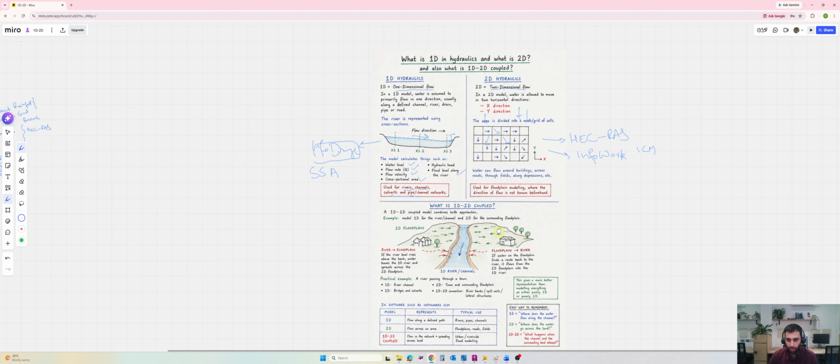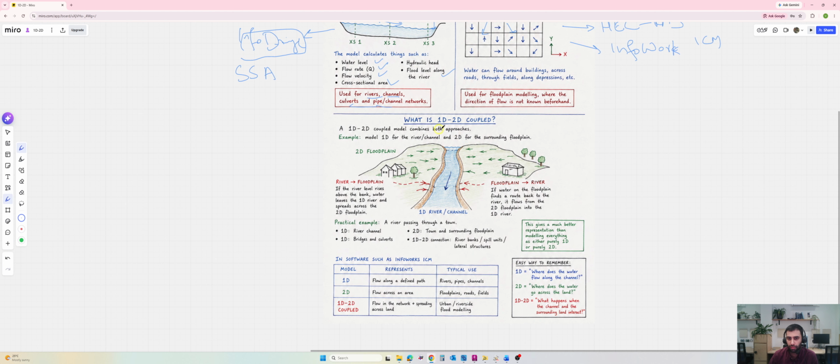So now what we have is the coupled network. So a 1D 2D coupled network basically combines both approaches. So for a 1D 2D network, we have to analyze in more powerful tools.